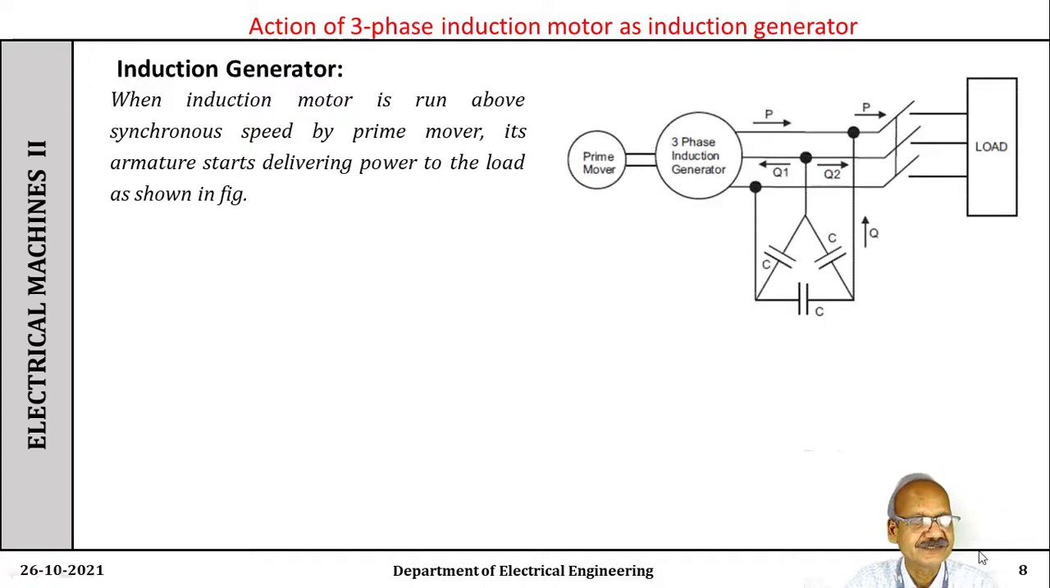See this figure. This is the prime mover, three-phase induction generator. Here the delta connected capacitor bank is used to produce the reactive power, and this is a load. This generator can be connected either to the load independently or connected to the grid via the transformer.